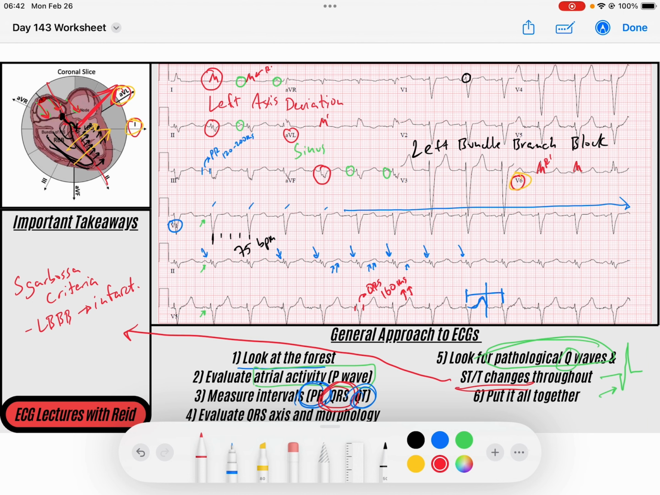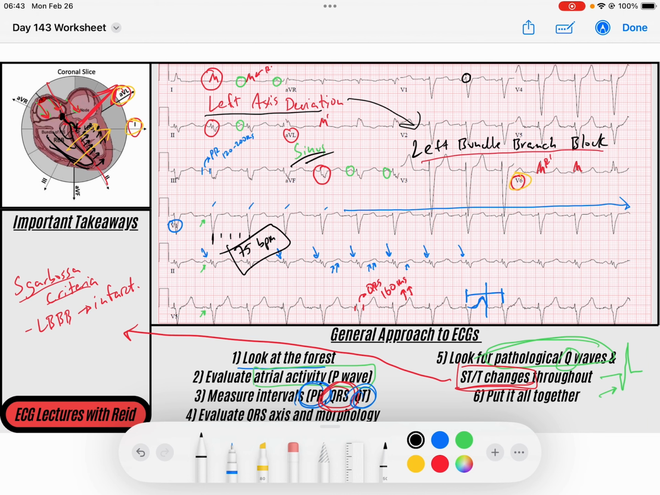And those are just because we know that when there are depolarization abnormalities in the left bundle branch block, there are also going to be repolarization abnormalities that are going to affect my ST and T waves. So we need to account for that when we're looking for infarctions. And so we put this all together, and what do we have? We have a sinus rhythm at a rate of 75 beats per minute. We have left axis deviation and a left bundle branch block.